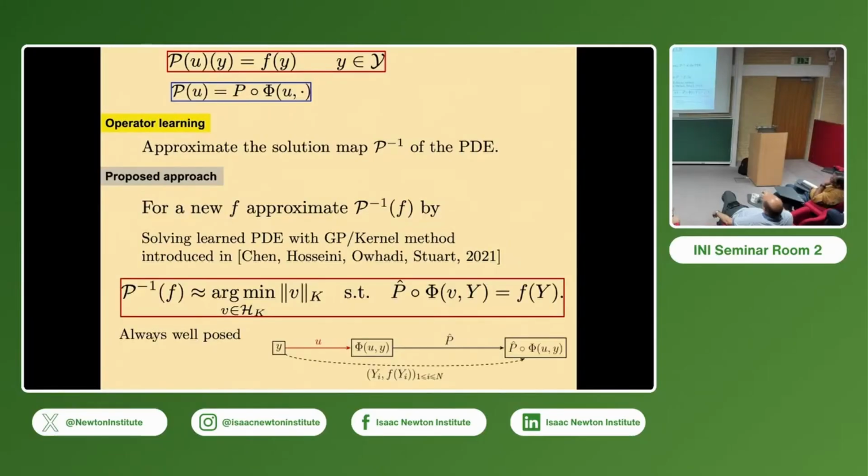The proposed approach is, for a new source term f, to approximate the corresponding solution by solving the learned PDE with a GP/kernel method, which was introduced in a paper with Yifan Chen, Bamdad Hosseini, and Andrew Stuart. It can be summarized as completing the following computational graph that describes essentially the learned PDE, which is equivalent to approximating the solution corresponding to this new source term with the minimizer of the following nonlinear optimal recovery problem, in which you minimize the RKHS norm of the approximant subject to the learned PDE being satisfied at a bunch of points, right? And that is regularizing your problem.